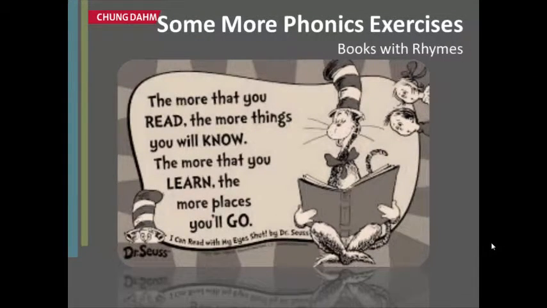Another idea is using books with rhymes. For example, the Dr. Seuss classics. Reading books with lots of rhymes helps students realize that words are similar, but they can also be a little bit different. When they start to think about that, they start to realize that words are made of separate sounds, and that is the first step towards phonemic awareness.